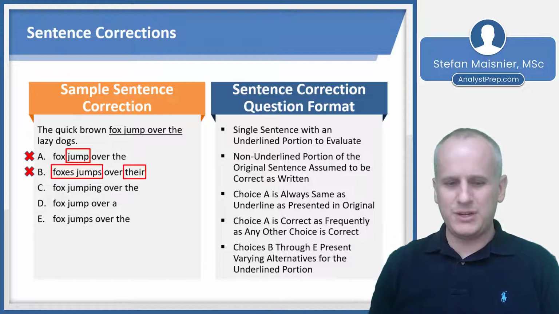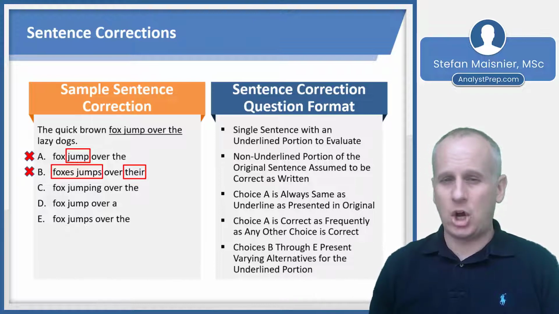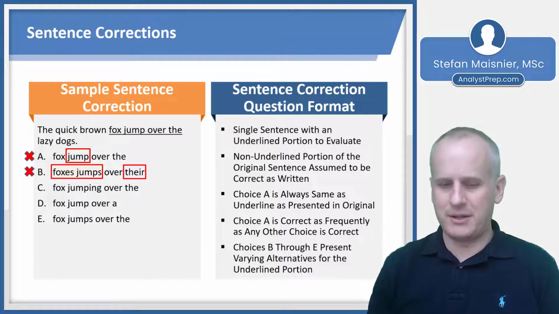So in choice B, we switch to foxes jumps, and it makes the exact same error as the original. It just changes it to where it's a plural noun being paired with a singular verb. So foxes jumps is as wrong as fox jump. And we also subtly introduced this new pronoun of their as opposed to the. The lazy dogs just describes the dogs as specifically a certain set of dogs. Their, T-H-E-I-R, that pronoun indicates that the dogs belong to the fox, and that would change the meaning of the sentence and not articulate what it originally intended. So there are two reasons we can eliminate choice B.